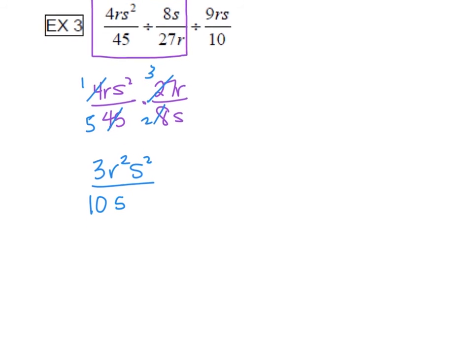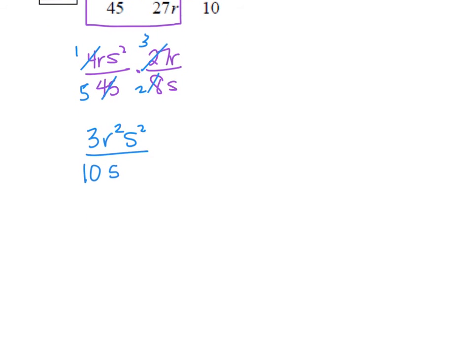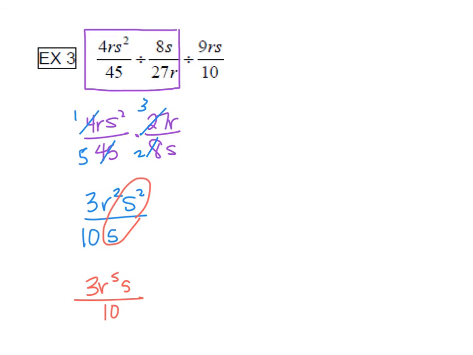So, can we do any simplifying with this before we continue on in the problem? And we can reduce the S squared over S. So we have 3R squared. We subtract our exponents when you divide the same base. 2 minus 1 is 1, so we have S to the first power. And on the bottom we have a 10. Alright, so we just did the first division right here, and it gave us 3R squared S over 10.